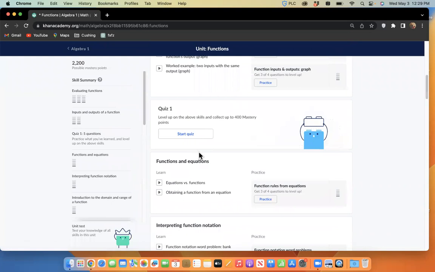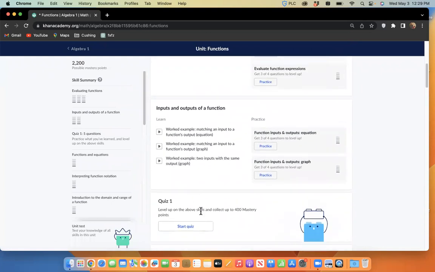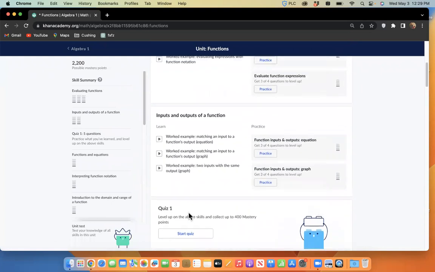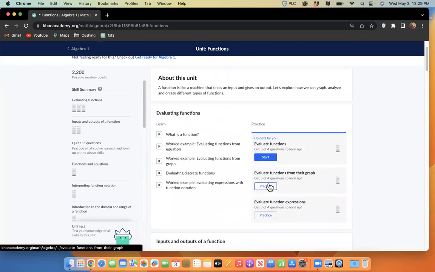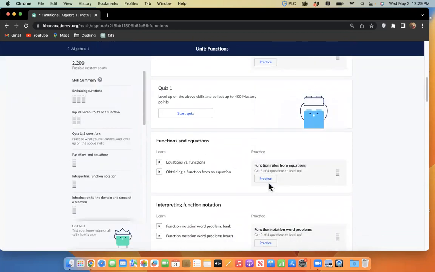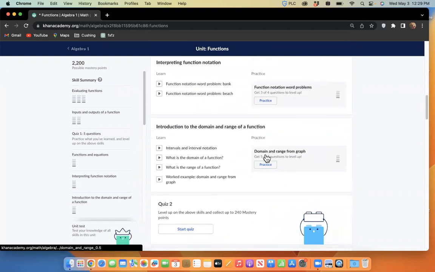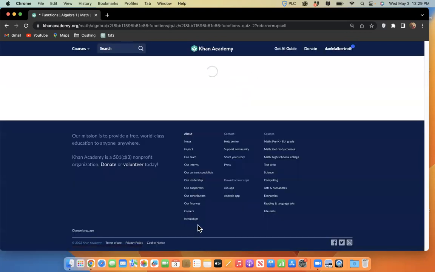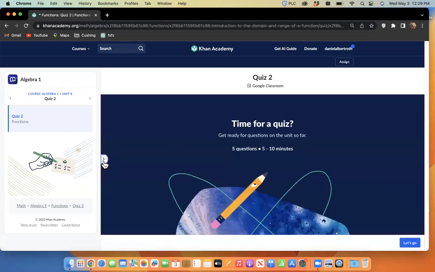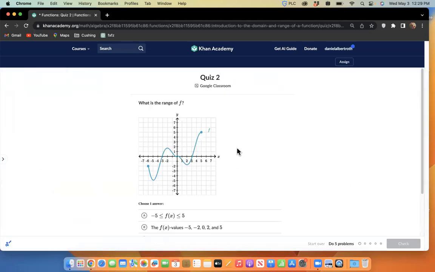All the quizzes take into account the question sets that came before them. So quiz 1 has these question sets up here, but then quiz 2 is only the ones after quiz 1. So like this one here, and this one here, they all combine to make quiz 2. All right, so let's check it out.